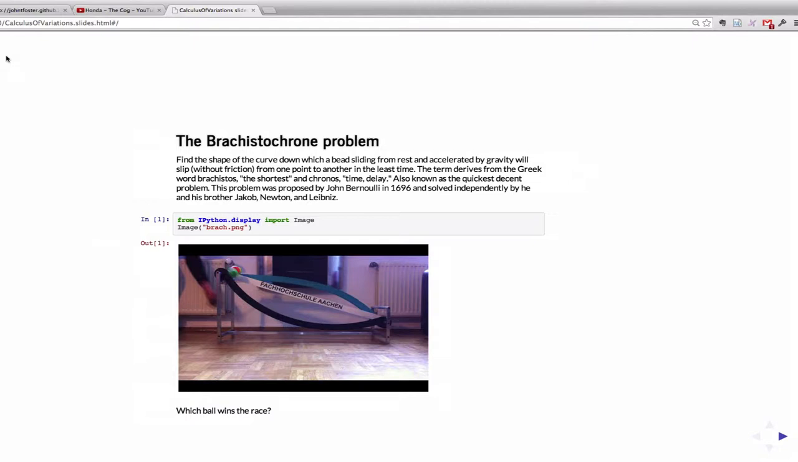Number one. But, you know, the shortest distance between two points is a straight line, right? So why wouldn't number two win? Because it has to travel the shortest distance.